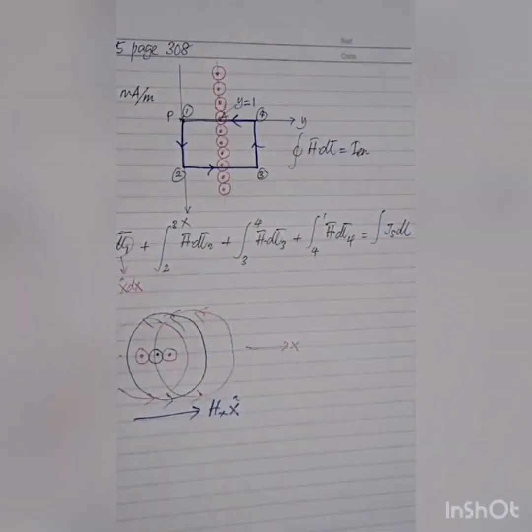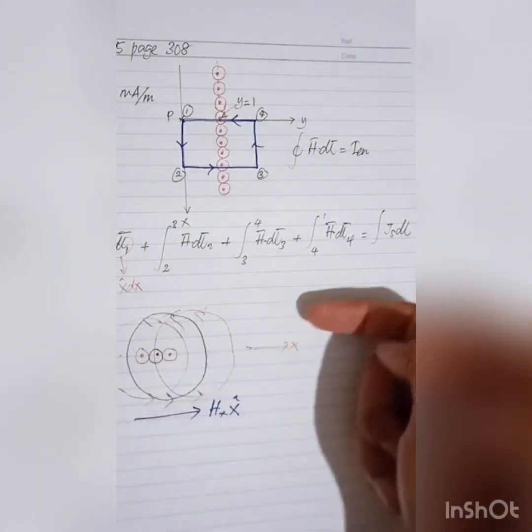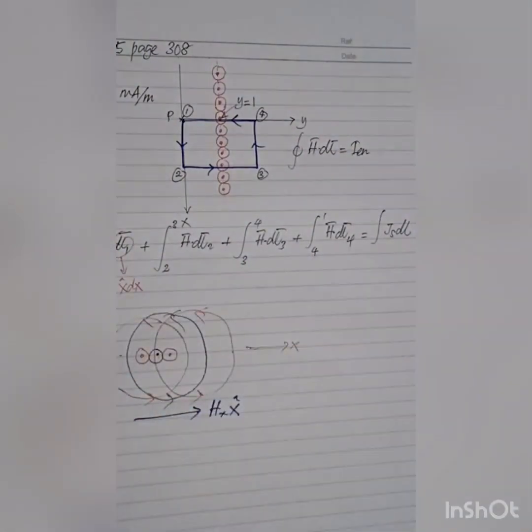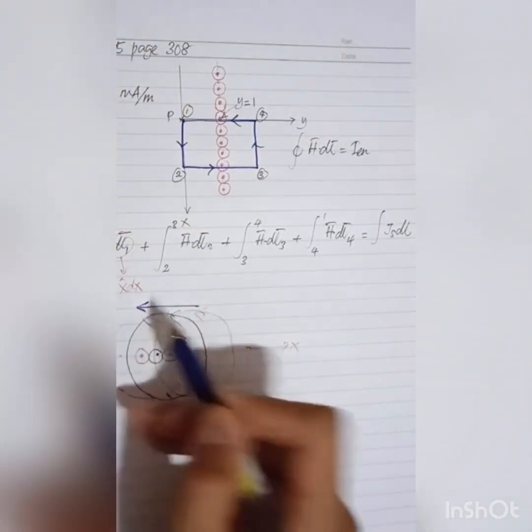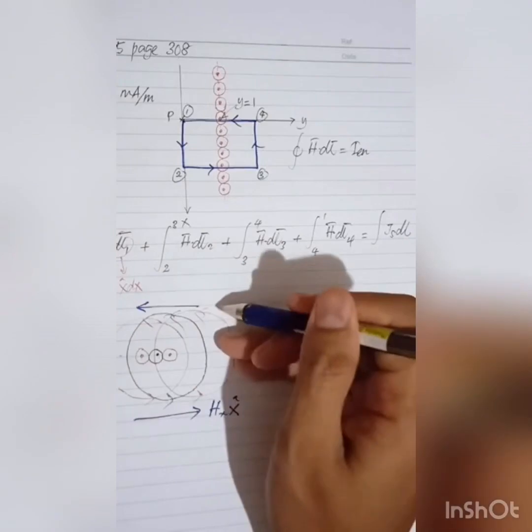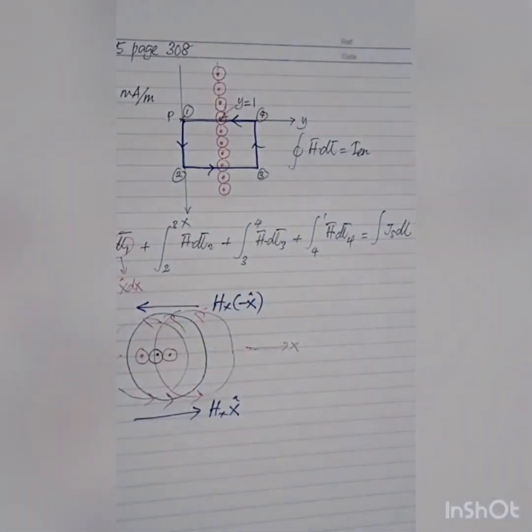Positive x directions. Meanwhile, for the above region over there, all the H field will go in the opposite direction. So you can simply show the H field as such. So now it has H in the negative x component, right?